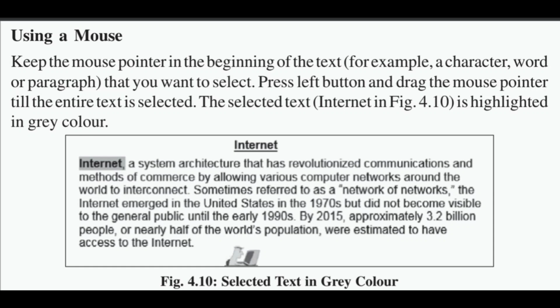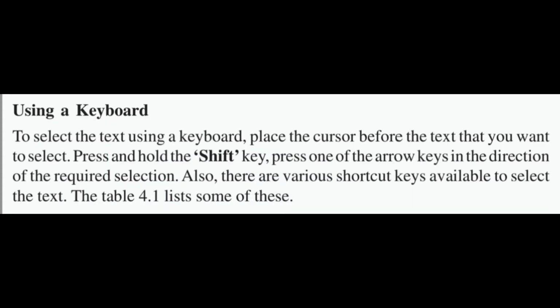After that you can edit it. Then using keyboard, to select a text using a keyboard, place the cursor before the text that you want to select. Press and hold the shift key. Press one of the arrow keys in the direction of the required selection. Also, there are various shortcut keys available to select the text. Table 4.1 lists some of these.